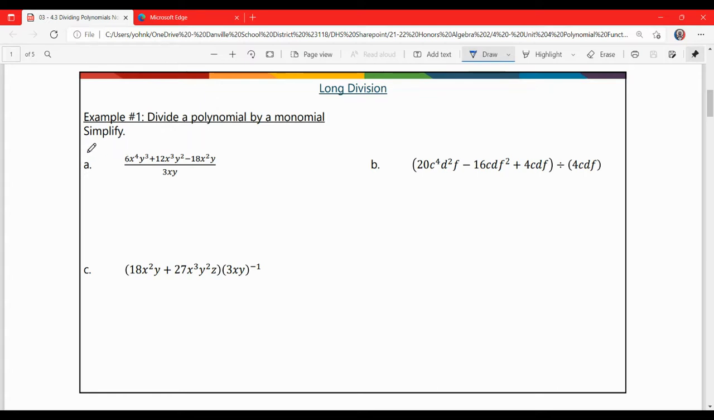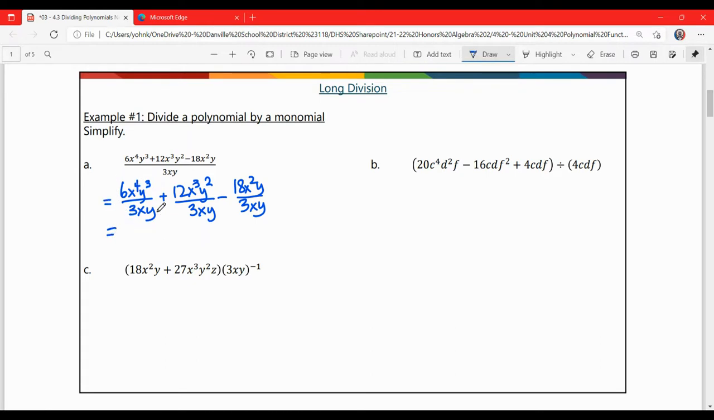So if we look at part A, the directions say simplify. So we're going to take each of the terms in the numerator and divide it by the monomial in the denominator. So we're going to have 6x to the fourth y cubed, put it over the denominator 3xy, plus 12x cubed y squared divided by 3xy, minus 18x squared y divided by 3xy. So take each term in the numerator and divide it by the denominator. Then we're going to simplify.